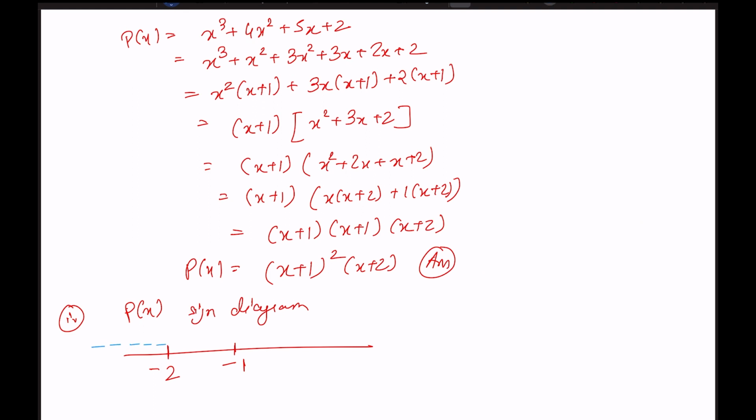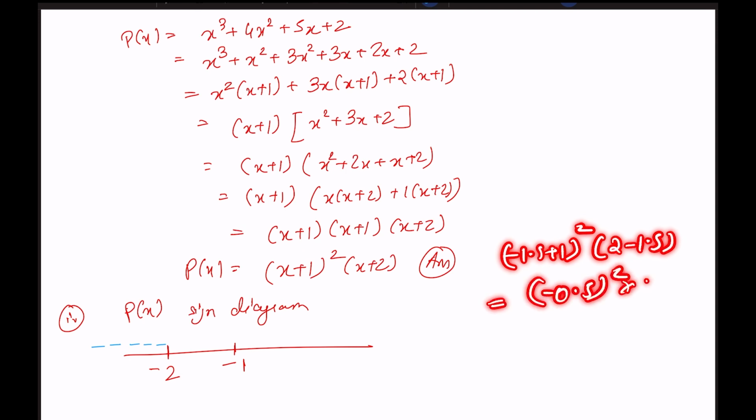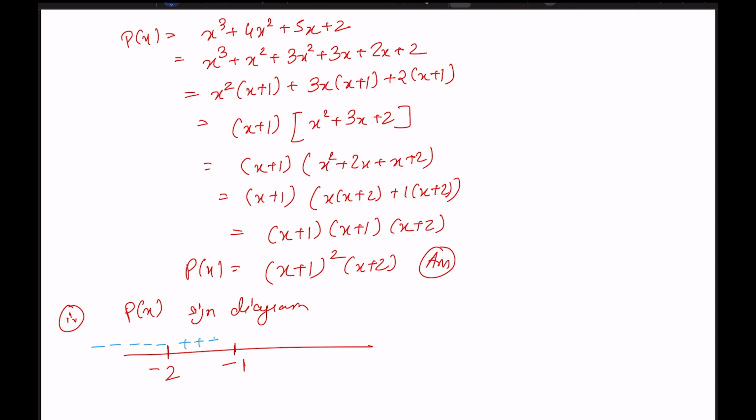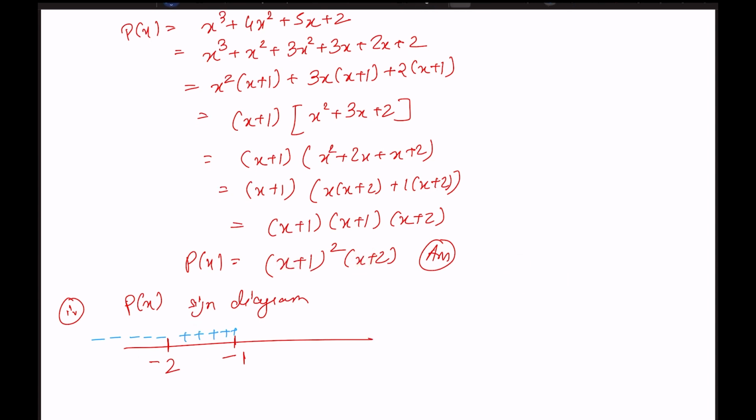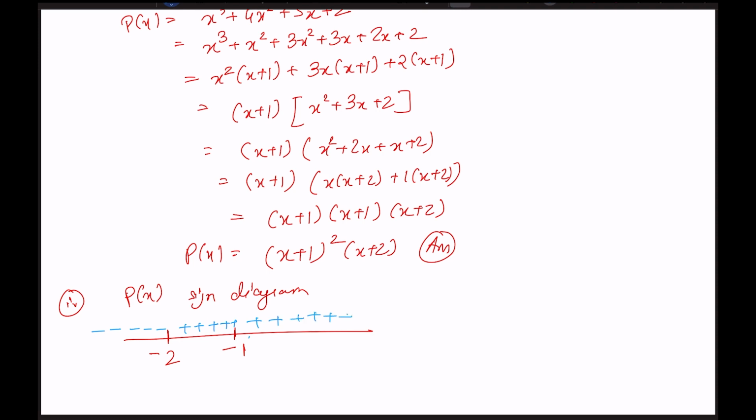Between minus 2 and minus 1, let's say we plug in minus 1.5. So (minus 1.5 plus 1) whole square times (2 minus 1.5). This will be (minus 0.5) whole square times 0.5. As you are squaring this negative, the negative will get removed and you'll get 0.5 whole cube. So this part will become positive. Now if I put a value greater than minus 1, let's say 0, you'll see 1 square times 2, which is obviously a positive number. That's the sign diagram of p(x).